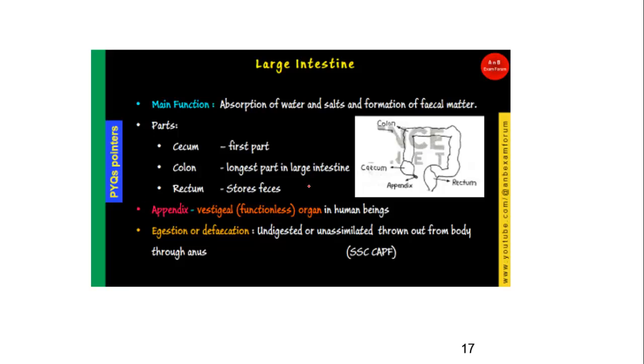We have seen that the first part is the caecum, which is the junction of small intestine and large intestine, and the colon is the largest part of the intestine. So this is the caecum, this is the colon, and this is the rectum. And the appendix is one of the vestigial organs that we have already seen.